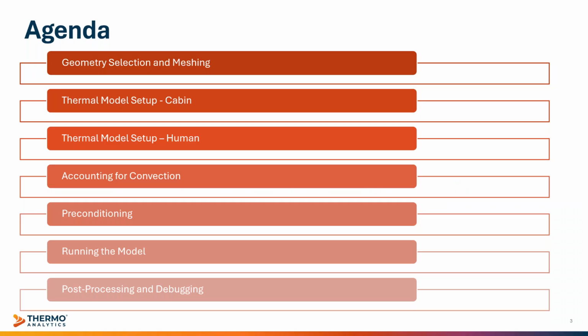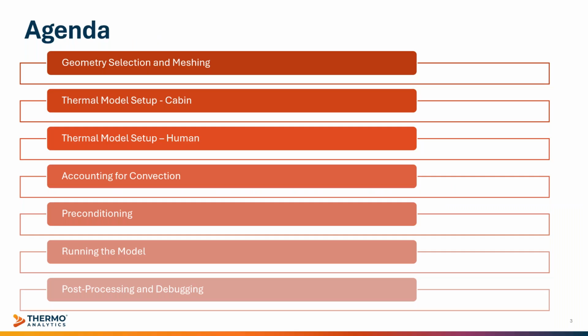The first step for any simulation is choosing the geometry to use and meshing that geometry effectively for the simulation. Once we have the geometry chosen, we'll move on to some recommendations for cabin model inputs and human model inputs. Convection is typically important for cabins, so we will also highlight the options for internal airflow as well as external airflow. And then we'll discuss preconditioning of the cabin and the human.